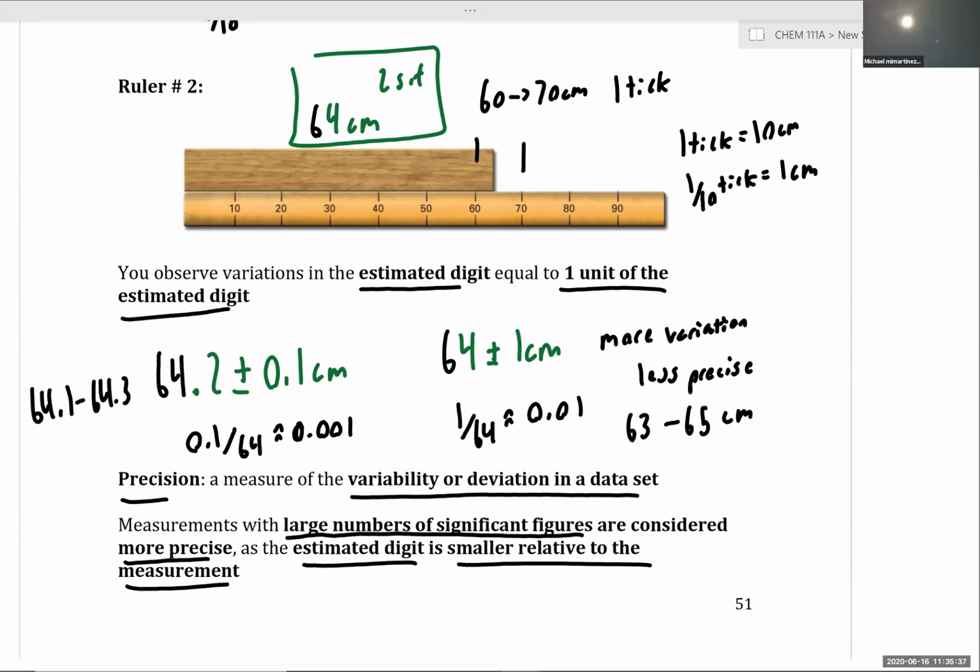So this is just to show the approximate variation in your measurement. It's based on what place your estimated digit is present in. So if it's in the tenths place, you observe variation in the tenths place. If it's in the ones place, you observe variation in the ones place. It's just to show that there's variability in each measurement. Did that address your question? Yeah, okay, thank you.